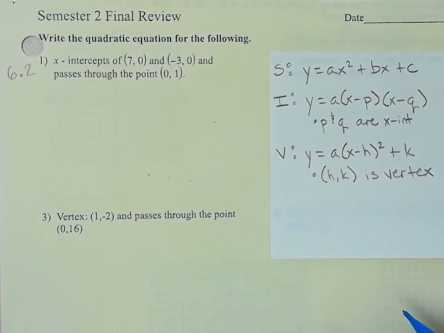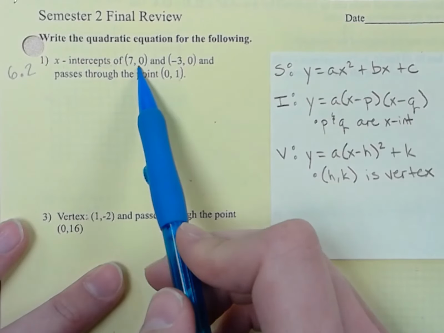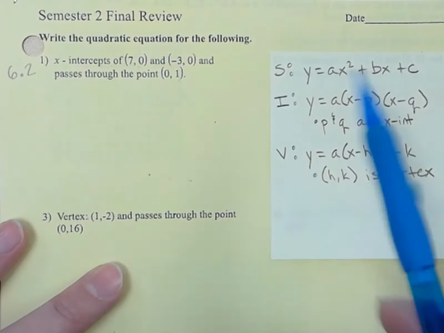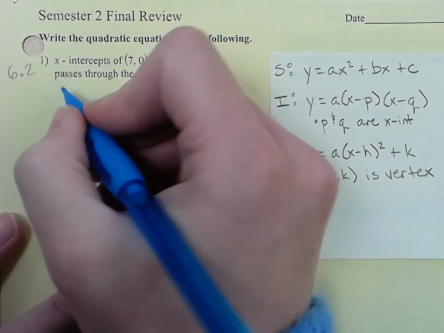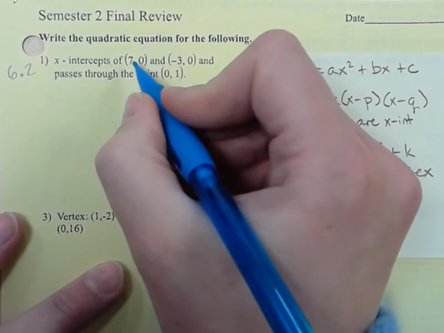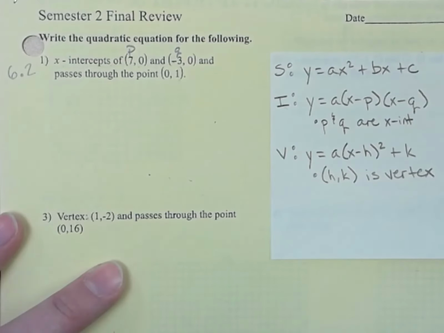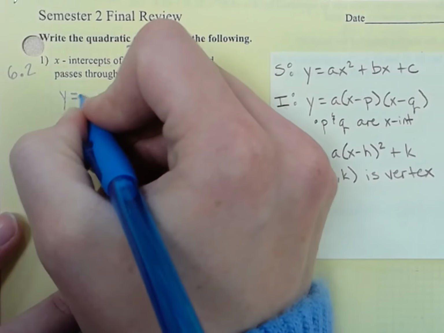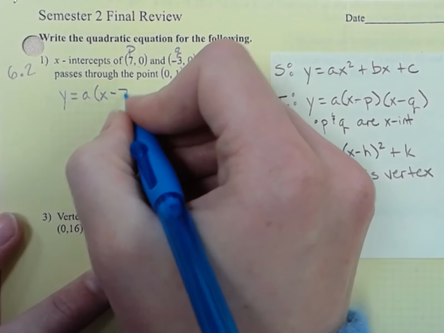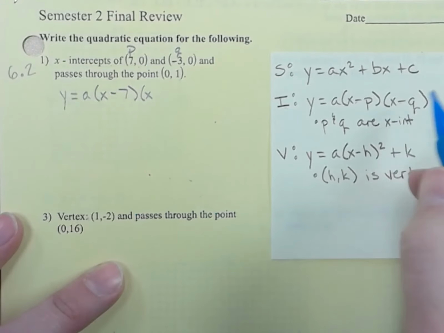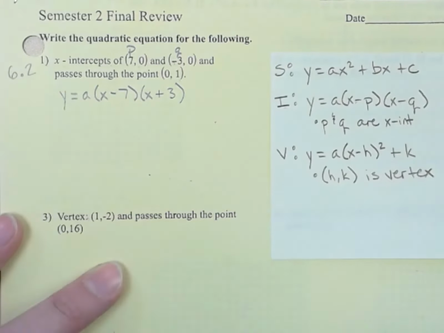Alright, so my first thing that I need to do is decide which form I'm going to use. Well, I noticed that this question gives me the x-intercepts, so that should be a big red flag to me saying, oh, I'm going to write this equation in intercept form. So here, my x-intercepts are what represent p and q. So I'm just going to write that up there. And I'm just going to write intercept form, y equals a times x minus p, so this is going to be minus 7, and x minus q. So when I subtract a negative 3, that becomes a positive 3.